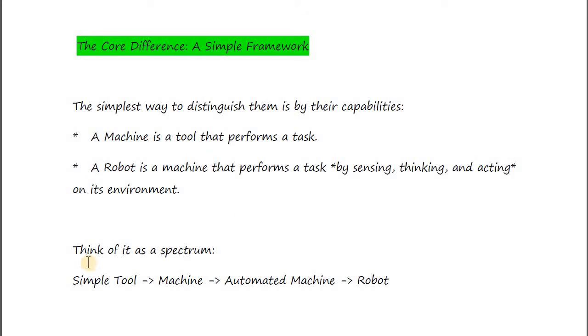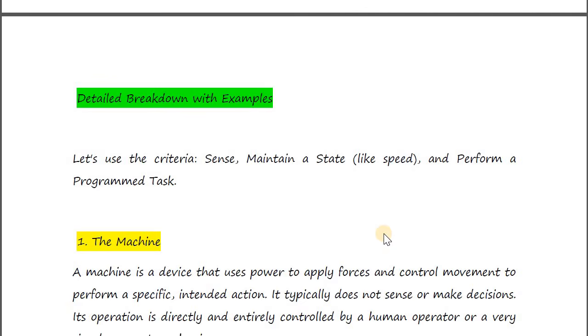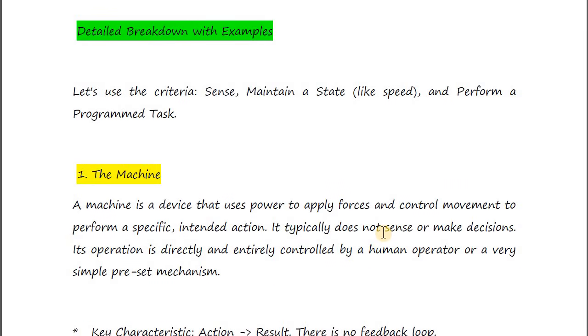Okay, so you can also think that a simple tool can be advanced to machine, and then a machine's more advanced version is an automated machine, where we don't require human interference, and then an even more advanced thing is a robot, which can complete a task by sensing, thinking and acting. Dear student, this is the most important point: sensing, thinking and acting. Now let's talk about some examples.